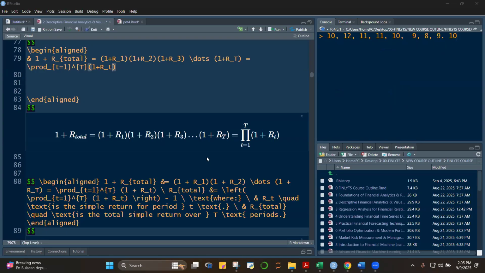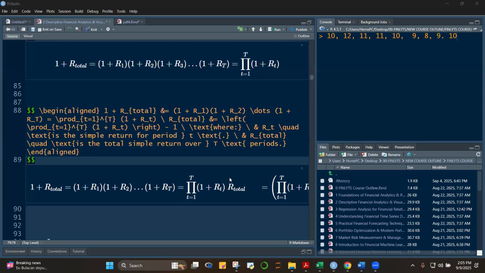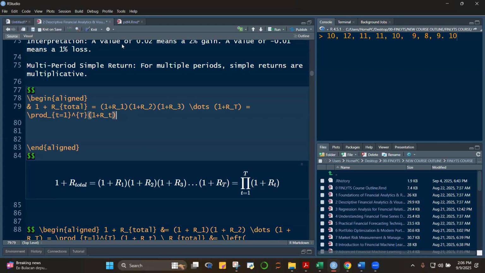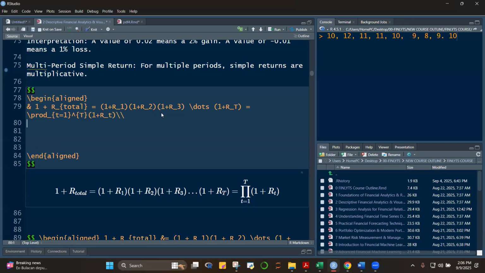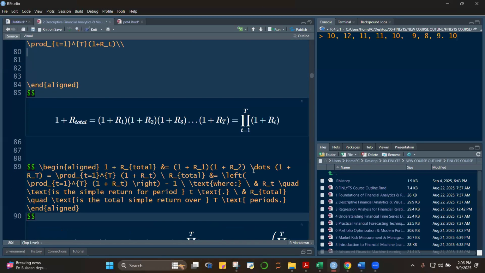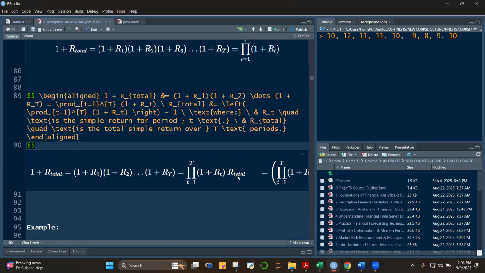So let's just finish this, and then I hope we are able to start. Let's just finish this, class. So we go to the next line. Let's put here double slash. Double slash here, double slash. Shift enter to go to the next line. And then what's next? R total. So R total, sorry, class, wait.